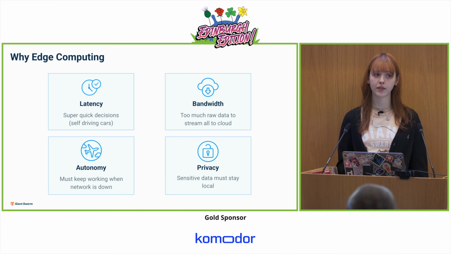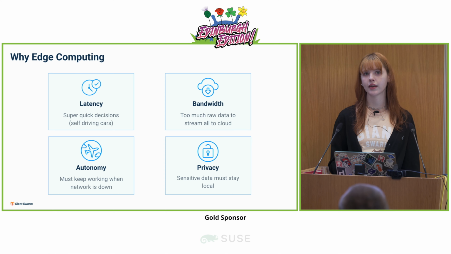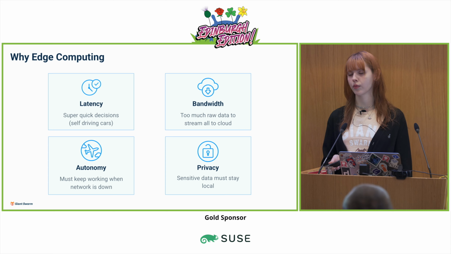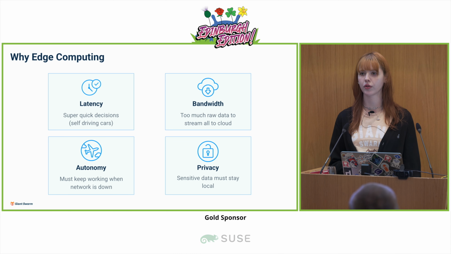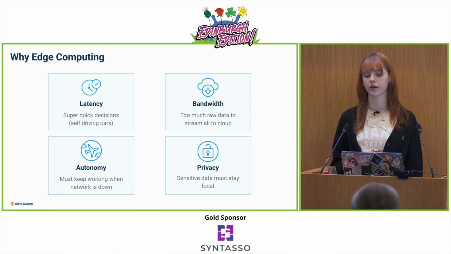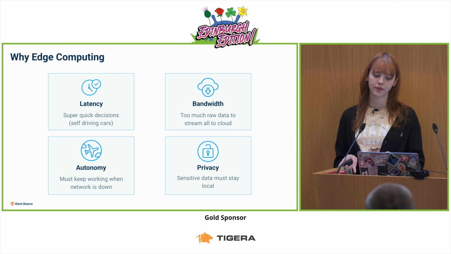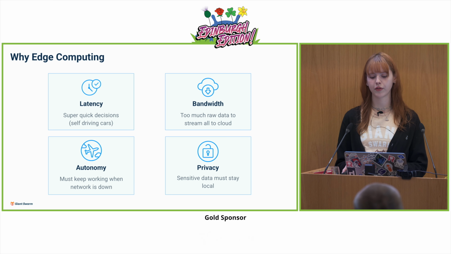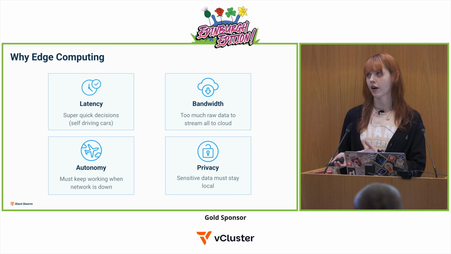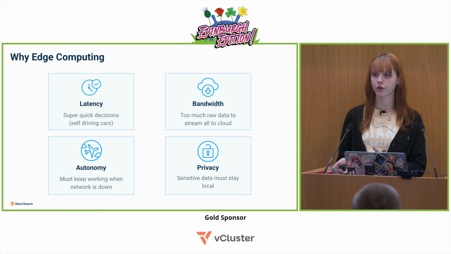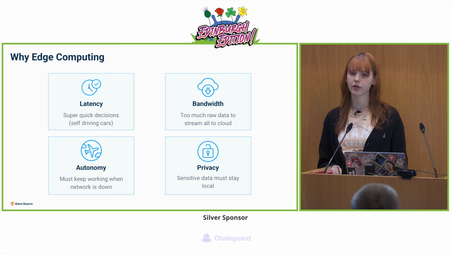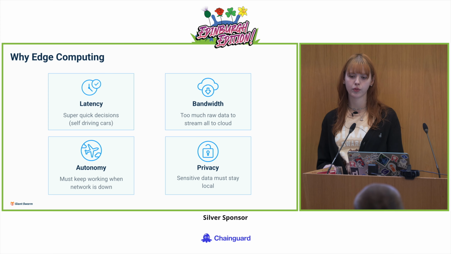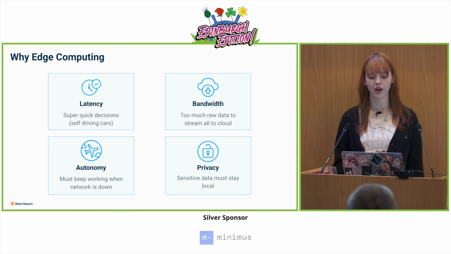Then there's autonomy. That's a big one, actually. So in case your factory is somewhere in the mountains or somewhere else where the network is really bad, you don't want things to just not work because you don't have network. So this is pretty important. Then the last one is kind of self-explanatory, but privacy. You don't want to put certain data into the cloud, or also there can be a regulation where you're just not allowed to do it, right?